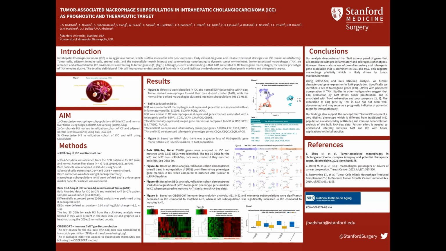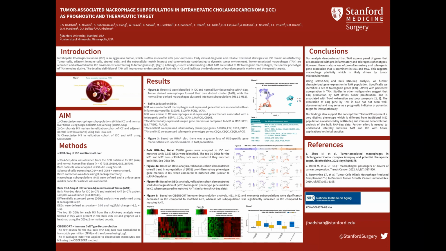Finally, the TAMs and MS1 co-express inflammatory phenotype genes, such as S100A6 and LYZ, whereas the TAMs and MS2 also co-express tolerogenic phenotype genes, namely C1q and APOE. Then we did a UMAP plot to show the unique gene markers and their combination, and we see that there's a greater loss of MS2-specific gene markers than MS1-specific markers in the TAM population.